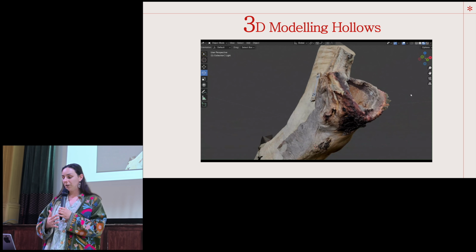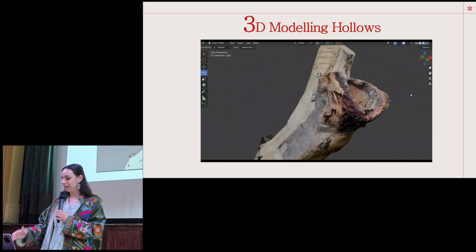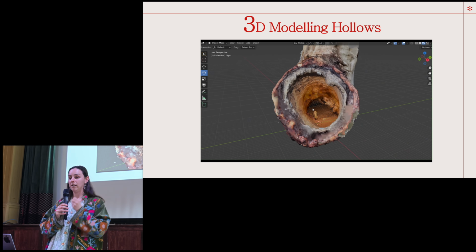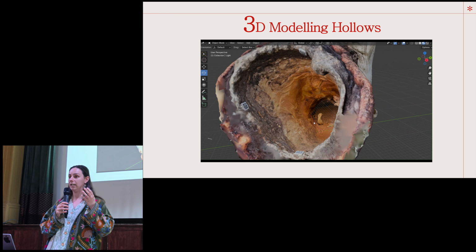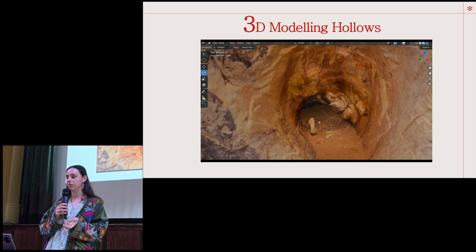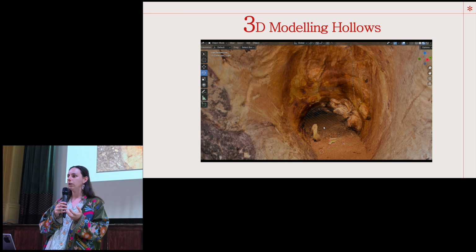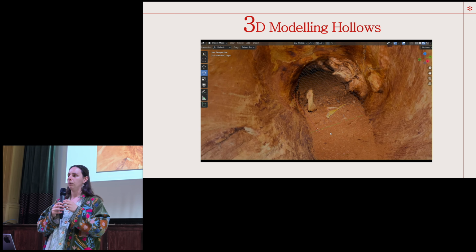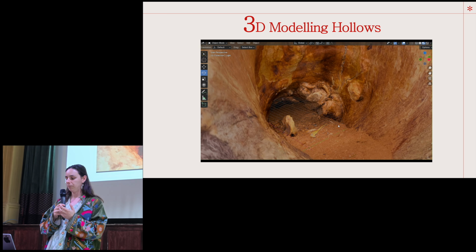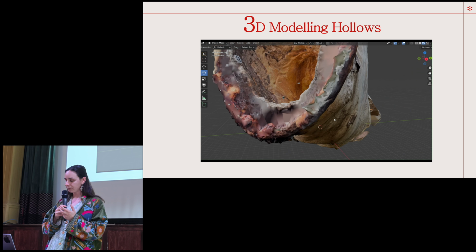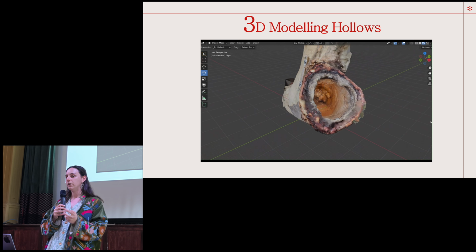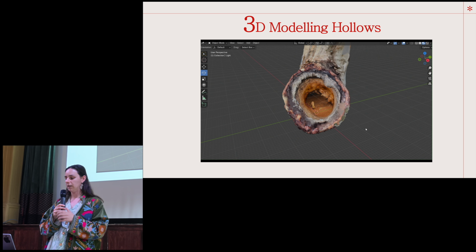Something else I'm doing at the moment is 3D modelling hollows. Recreating their habitat is really, really hard. As mentioned before, it can take 300 years, even longer, for these hollows to form. So by understanding the volume, the shape, the surface area, the thickness of the wood, which we can get from creating these complex 3D models, if we want to recreate these habitats artificially, we have some information to inform that.